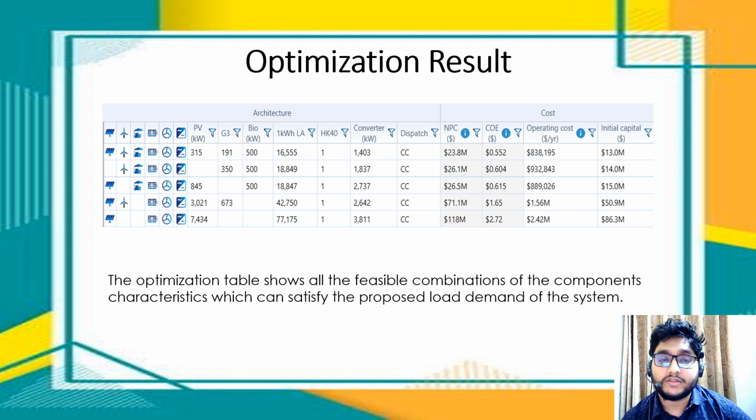That means it rises. If we remove wind, then we get 26.5 million. Again, it becomes greater. If we remove biogas from the system, the total cost is 71.1 million. That means if we select all the systems, it will be more cost effective. This result is from the optimization table in Homer software.